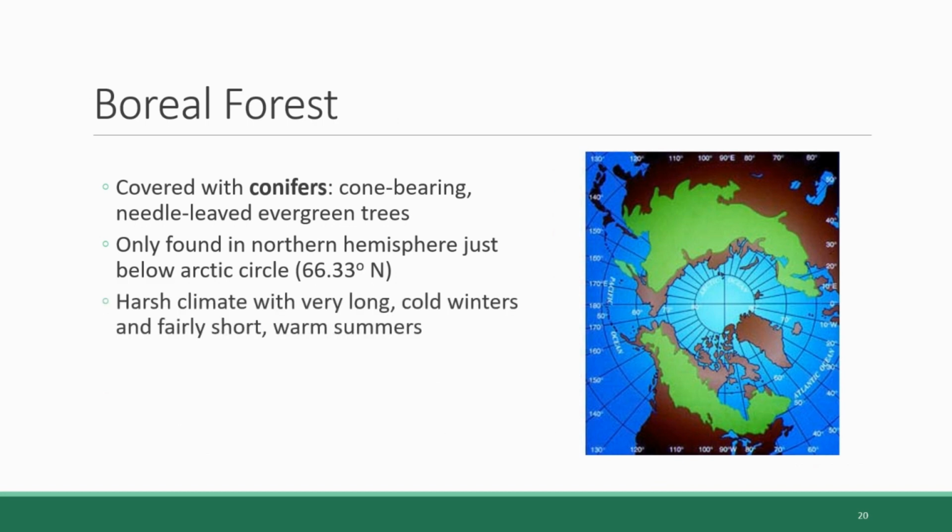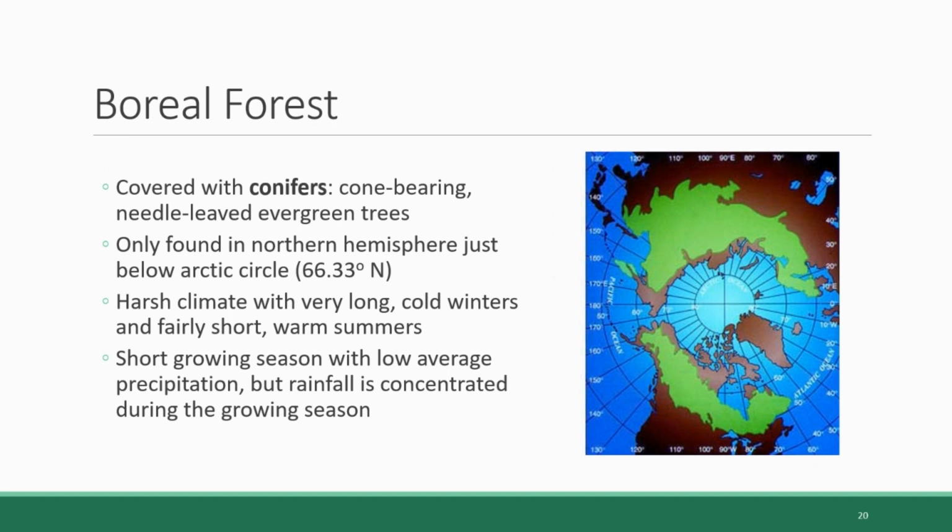Unsurprisingly, given the very northerly latitude, boreal forests have a harsh climate with very long cold winters and fairly short warm summers. And this makes for a short growing season. And on top of that, these regions have a low average yearly precipitation. However, most of the precipitation does fall and is concentrated during the summer growing season, which means that the plant life can be supported because they're getting both of the main things that they need at the same time. They're getting heat and sunlight and water at the same time. And then during the winter, they enter dormancy.